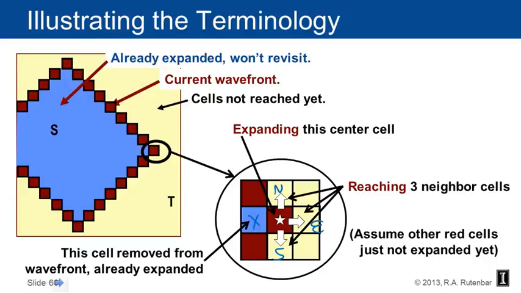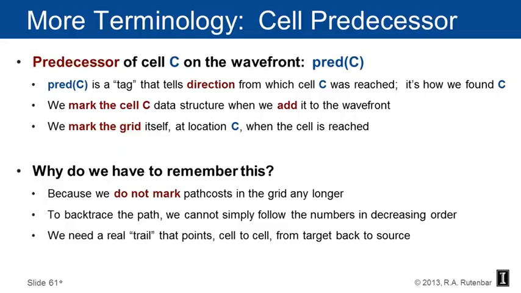Thus, we don't need to put all the costs in the grid because we don't need to know all of the stuff in the past. We just need to know all of the stuff in the present and the future, which is the edge, the frontier of the wavefront. Some more terminology for you.